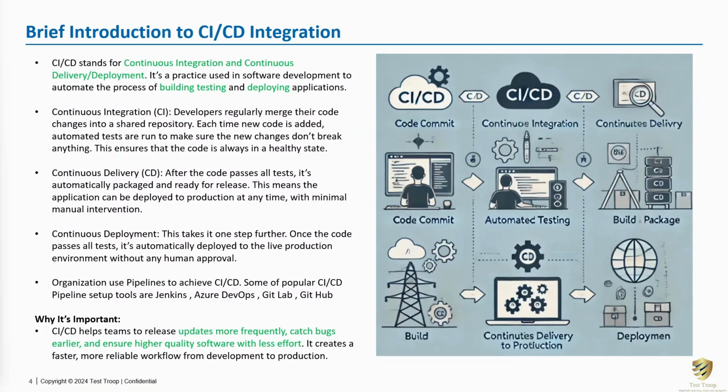This is called continuous deployment. Basically, organizations use pipelines to achieve continuous integration, continuous delivery, or continuous deployment. Some of the popular CI/CD tools that the industries use are Azure DevOps, GitLab, GitHub, TeamCity, Jenkins, Bamboo, to name a few.